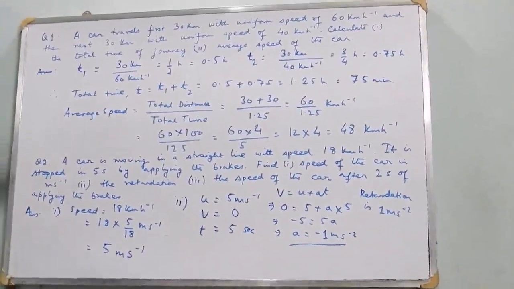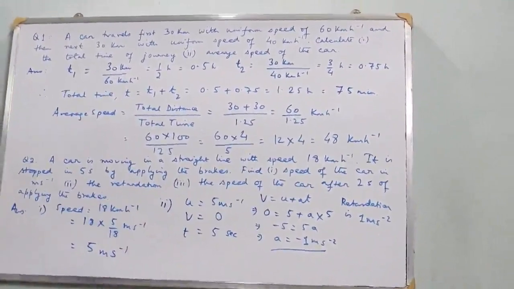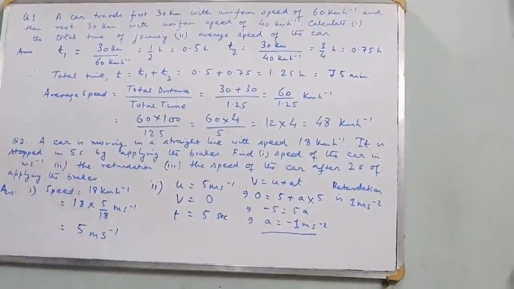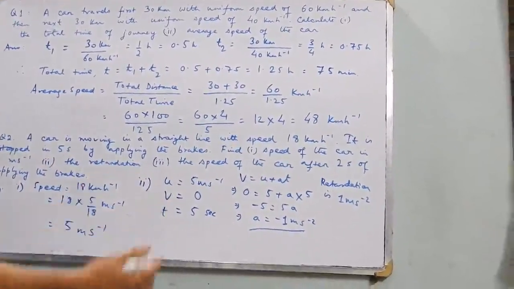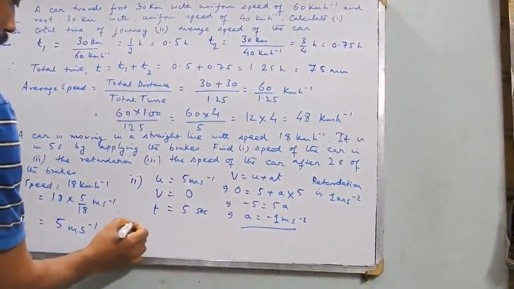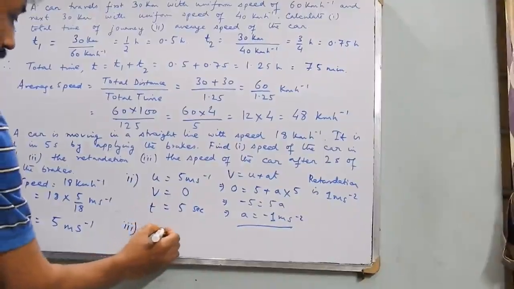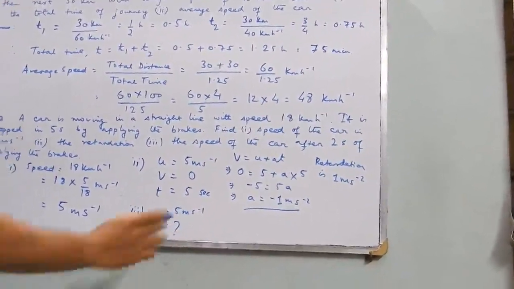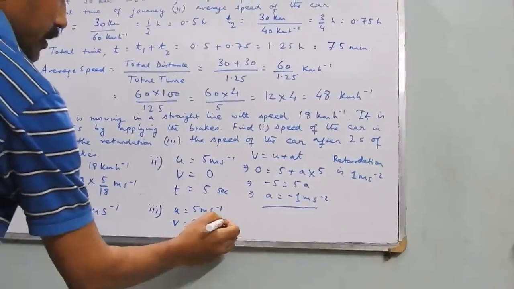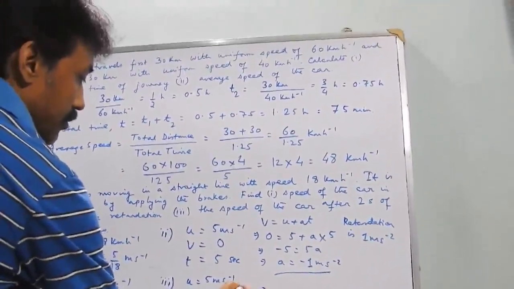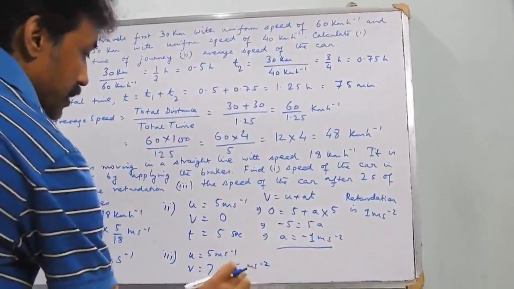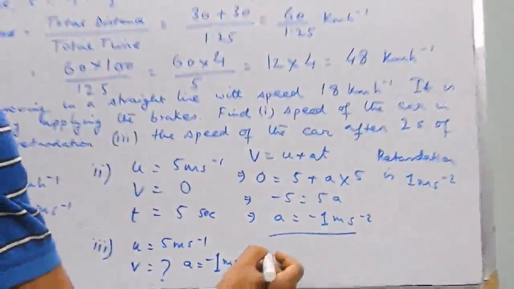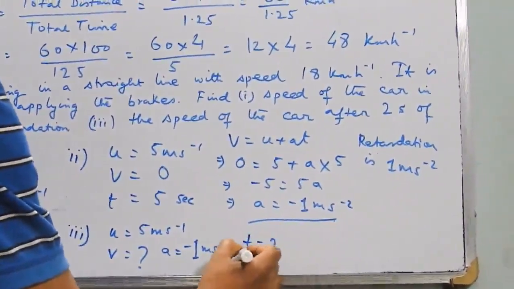Now the third part of the question, the speed of the car after 2 seconds of applying the brakes. Now when the brakes have been applied, it stops after 5 seconds. But after 2 seconds, its velocity is not 0. So in this case, u remains 5 meter per second. The velocity value is unknown. We have already calculated the retardation, that is the acceleration in negative form is retardation. So acceleration is minus 1 meter per second square. The time now is 2 seconds.